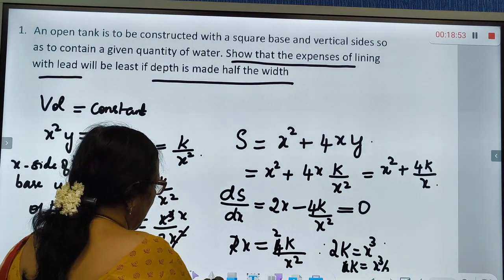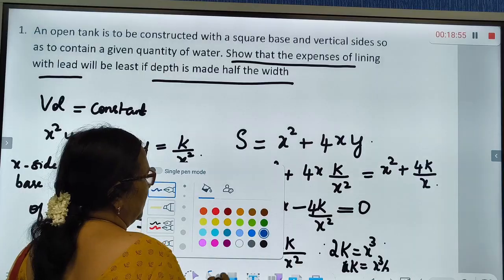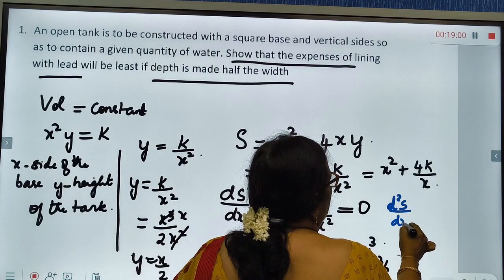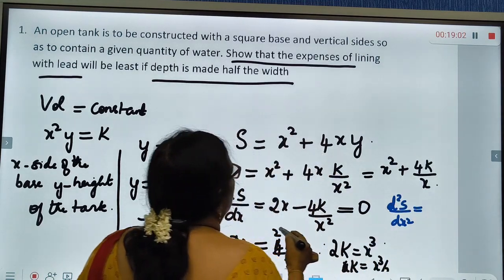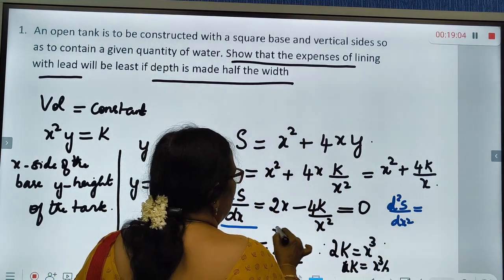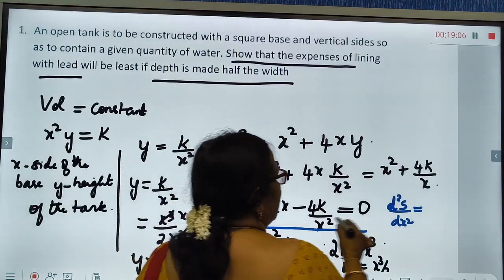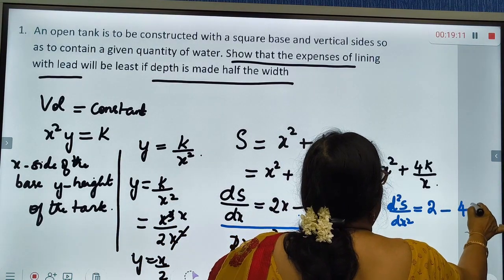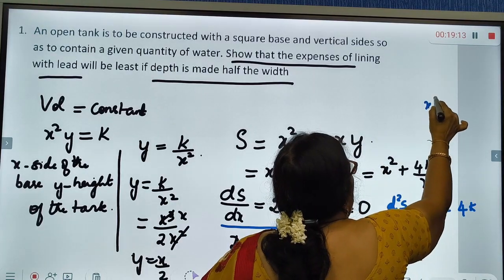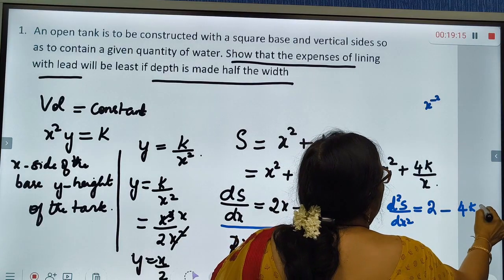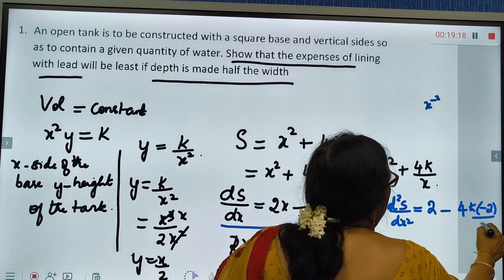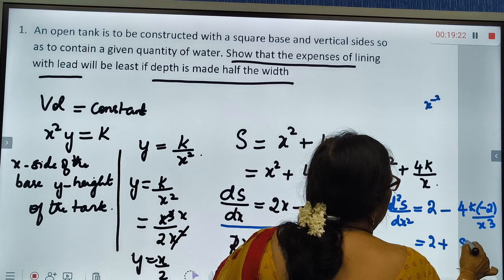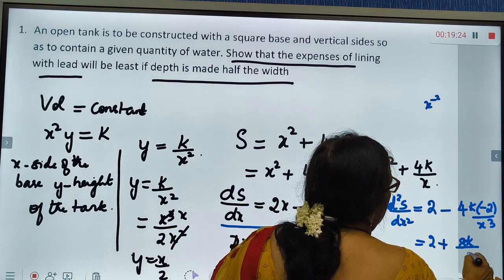How do we check? I have to use the second derivative. So I have to find d square s by dx square, which is the derivative of ds by dx. If I differentiate this, what will I get? 2 minus 4k. 1 by x square is x power minus 2. So minus 2 by x cube. So this is 2 plus 8k by x cube.